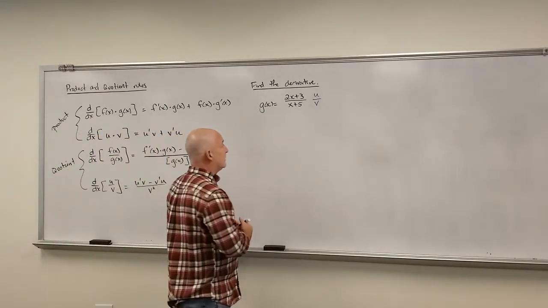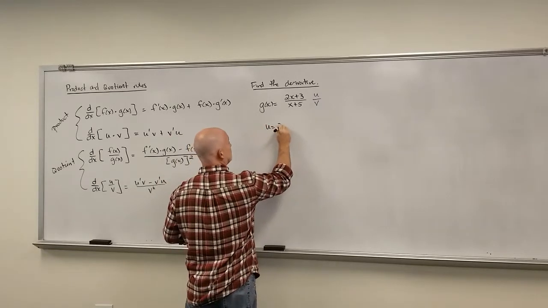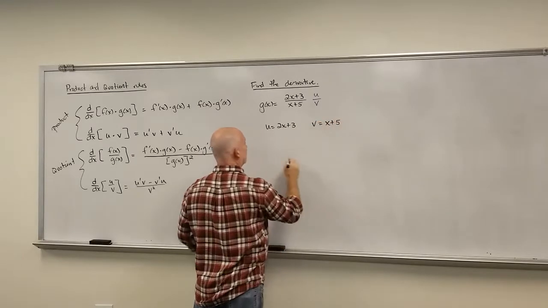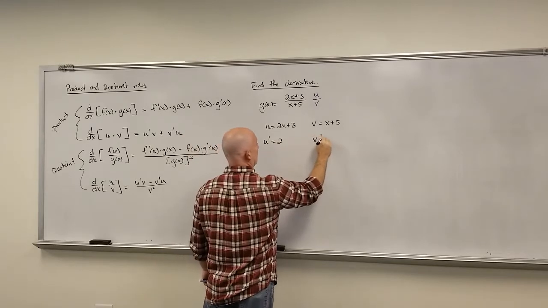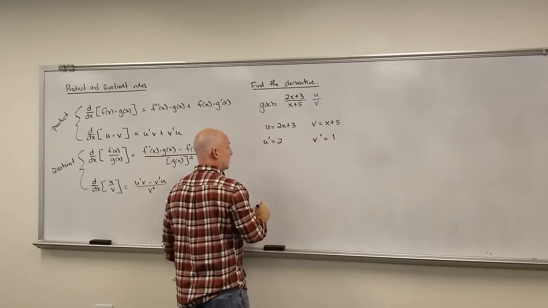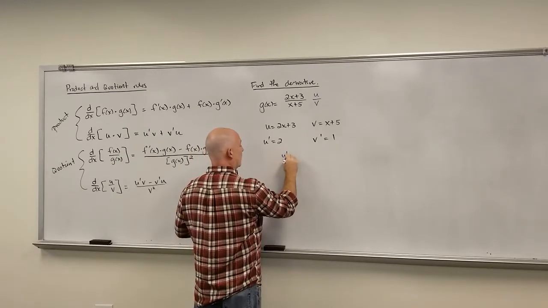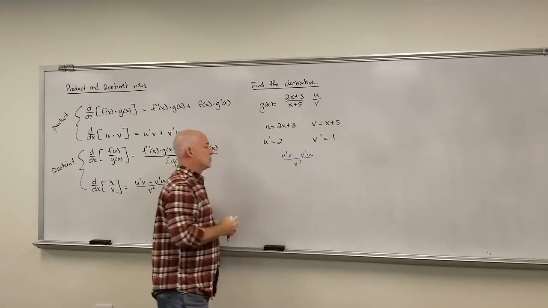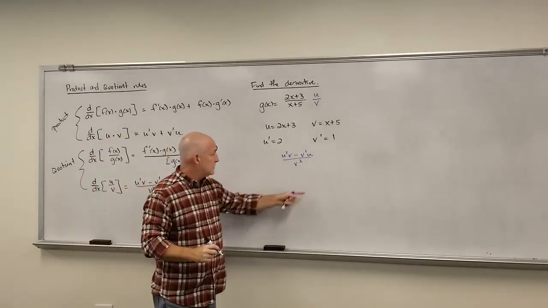So exactly like we just did before, I'm going to say u is 2x plus 3, v is x plus 5. Take the derivative of each one of these, u prime would be 2, v prime is just 1. And then write down your quotient rule. u prime v minus v prime u all over v squared. Now that we have all the pieces, all we got to do is plug the pieces into our formula.